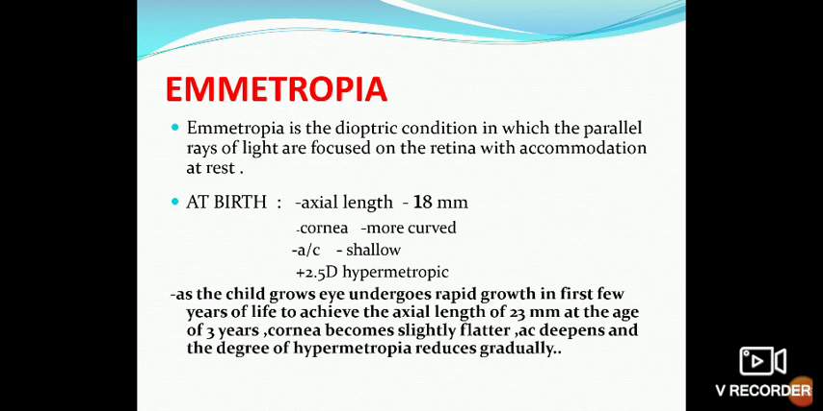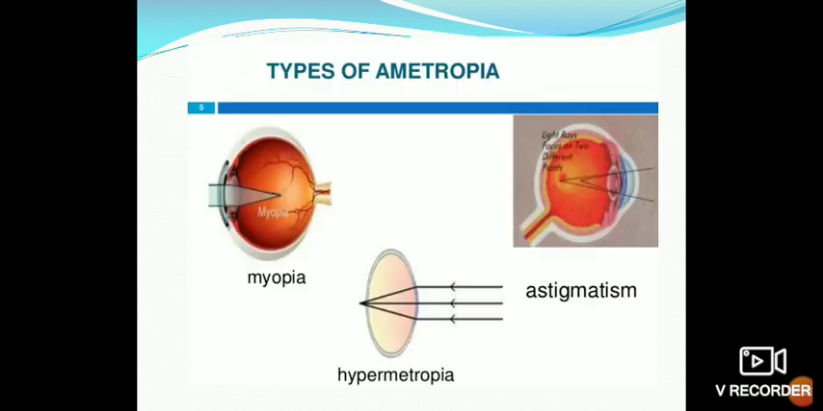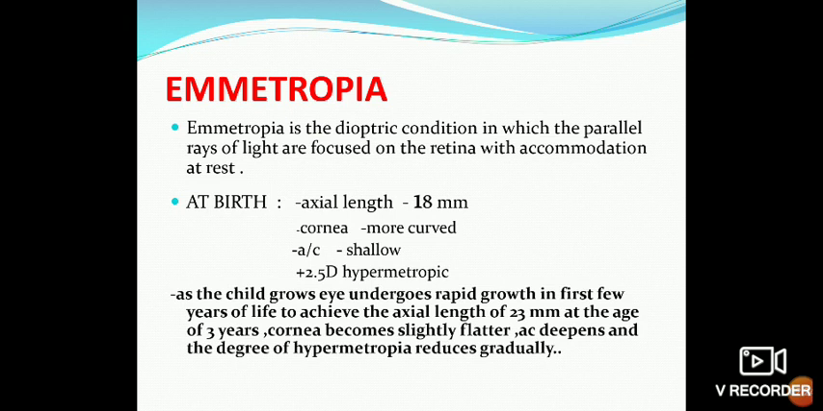What is emmetropia? Emmetropia is a condition of no refractive error. It means the parallel rays of light are focused exactly on the fovea, or the light sensitive part of the retina. So how does this emmetropization occur? Emmetropia is not there at birth. So at birth, what is there? At birth, axial length is 18 millimeter. Cornea is more curved, anterior chamber is shallow, and there is hypermetropia of plus 2.5 diopter.